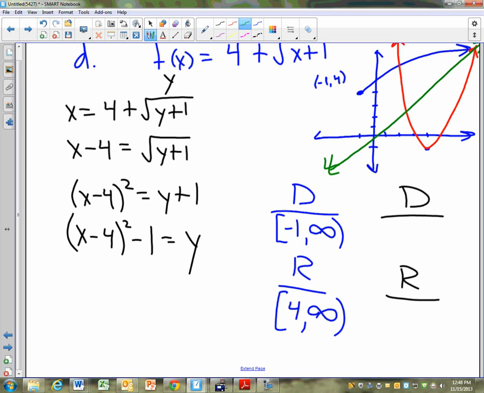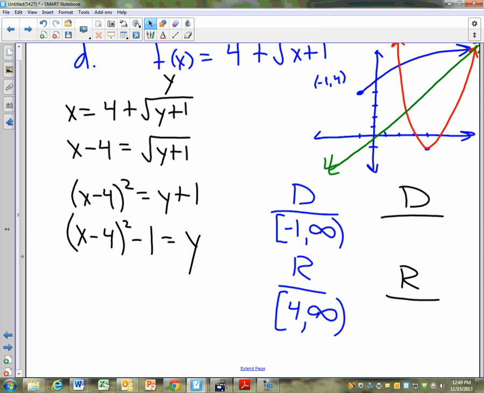This is the line y equals x. Look, if you take that blue function, the original, and flip it over the line y equals x, do you get that red thing? No, you don't. You only get what part of it, the right or the left? You only get the right. We don't want the left, do we?